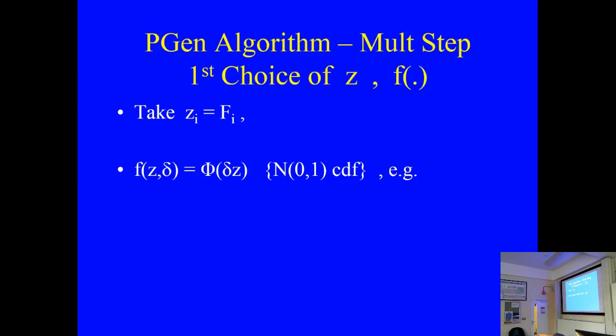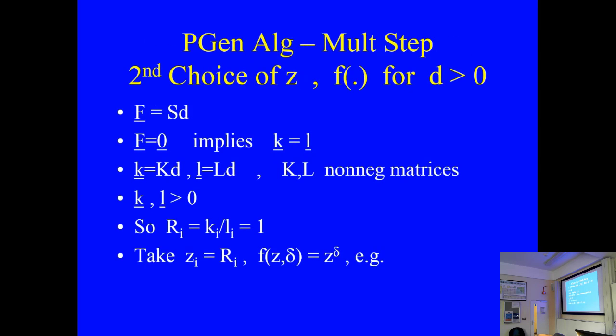First, the choice of the multiplication step, the choice of z and f. One choice is to take z to be our residuals and the little f to be the standard normal. But there are many other choices. The key thing is that the terms z could be negative or positive, so we need a function defined for both positive and negative values. But the other choice I have established, the choice for positive D, the D to the power delta for problem P1, has an extension here.